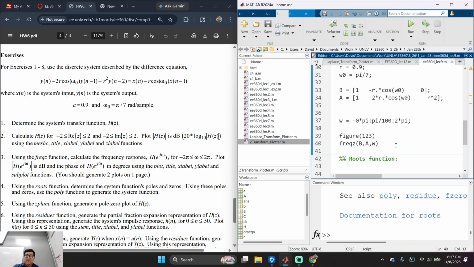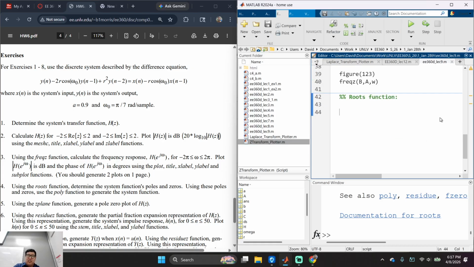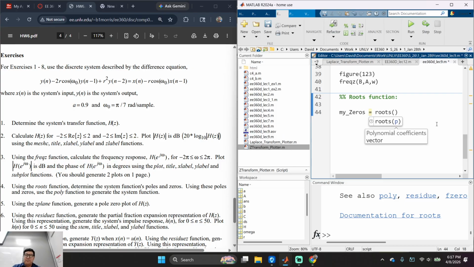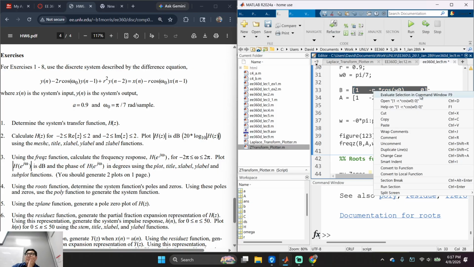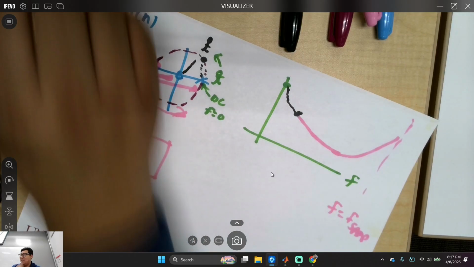Let me do the following. My zeros, right? Roots of this right here. This is my numerator, right? Remember what I was doing? Okay, because I'm seeing blank stares. I don't like that. It's okay. No worries.